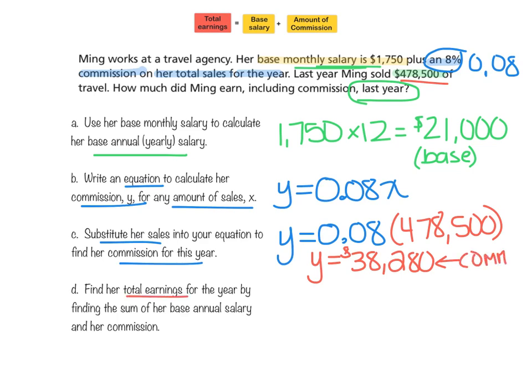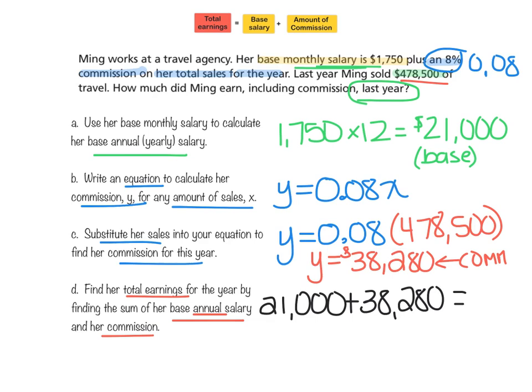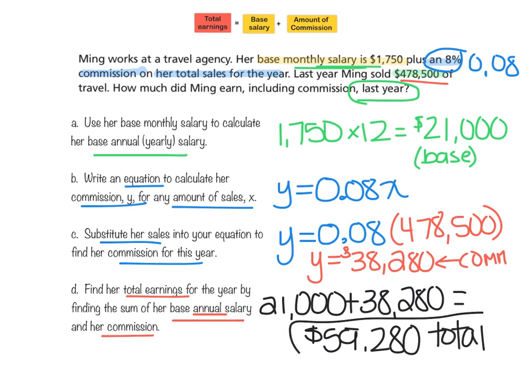And then to find her total earnings for the year, we need to add together the base annual salary plus her commission. And so we are going to take the $21,000 that we figured out she made for her base annual salary and add the amount that she makes in commission on top of that. And I get a grand total for the year of $59,280. And that is her total annual earnings, including her base salary and her commission.